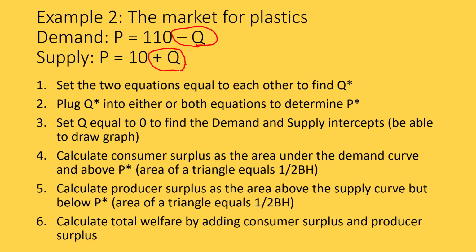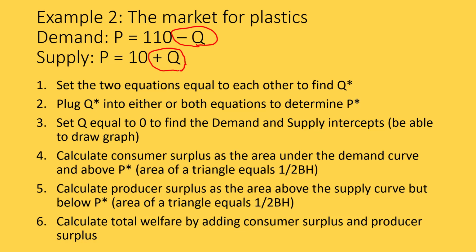Remember, that's that formula, the area of a triangle, 1/2 base times height. You need to be able to calculate producer surplus as the area above the supply curve but below price, or that P star you calculated. Again, that's the same area of a triangle formula, 1/2 base times height. And then, of course, you can calculate total welfare by adding consumer surplus and producer surplus together.